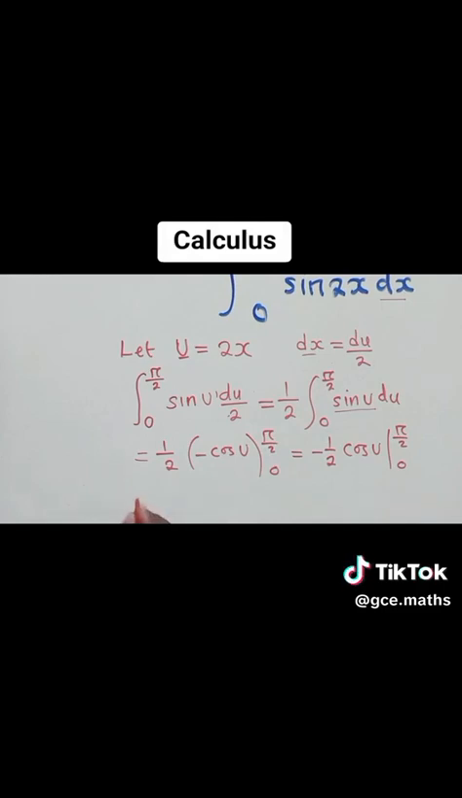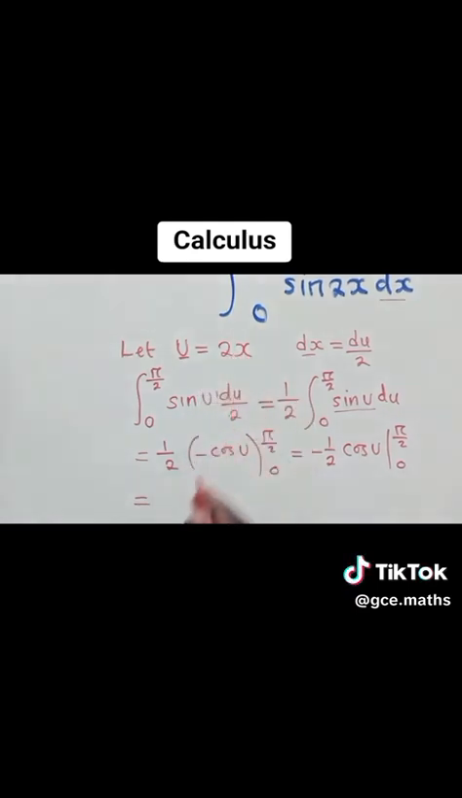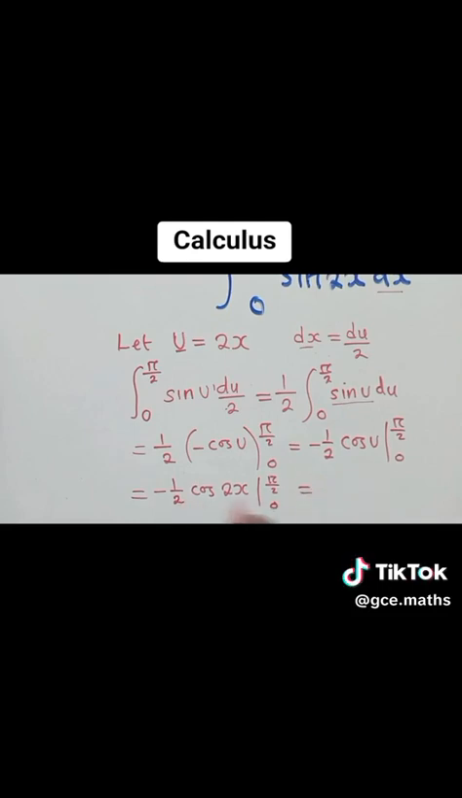So now we substitute back the u. Remember, u is what? It's 2x. So it will be negative 1 over 2 cos 2x, pi over 2 and 0 there. So now we can substitute on x here. We have negative 1 over 2, we put the brackets, cos of 2 times pi over 2. When we put a 0 here, 2 times 0, it will just be a 0, so cos 0.